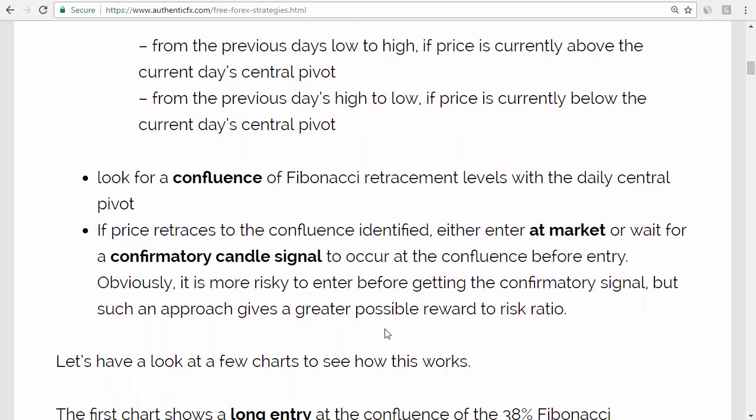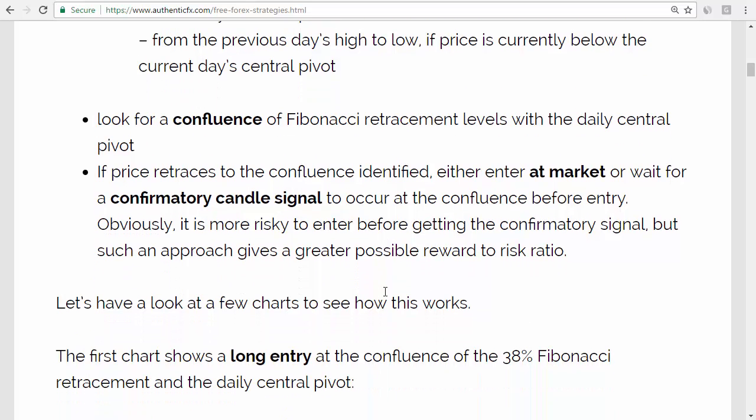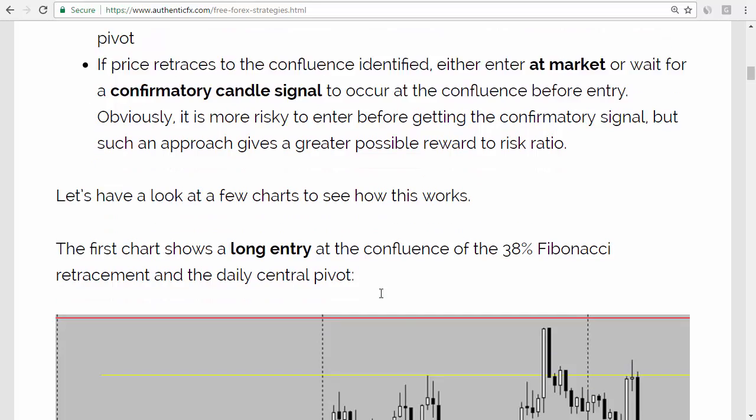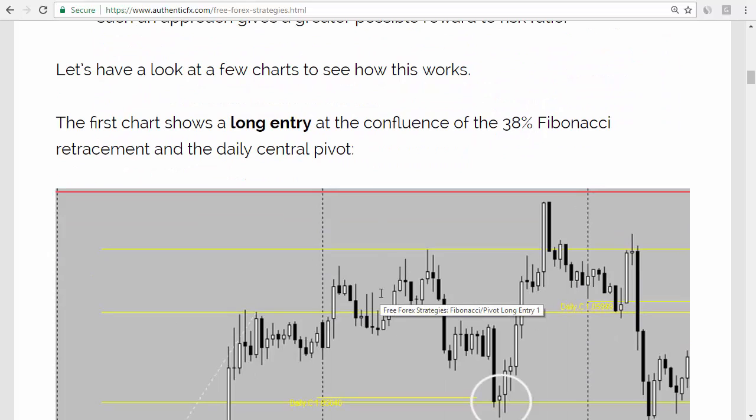Look for complements on Fibonacci retracements with the daily central pivot. If the price retraces to the confluence identified, enter the market, or wait for the confirmation candle signal to occur at the confluence before entry. Obviously, it's a bit more risky to enter before getting the confirmationary signal, but it gives a greater possibility of risk to reward. So candlestick patterns are easy enough to find out when you're building EAs.